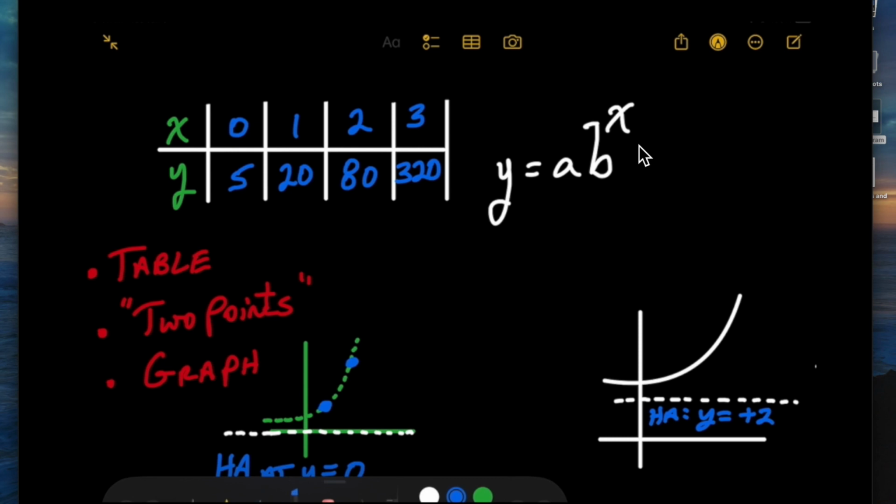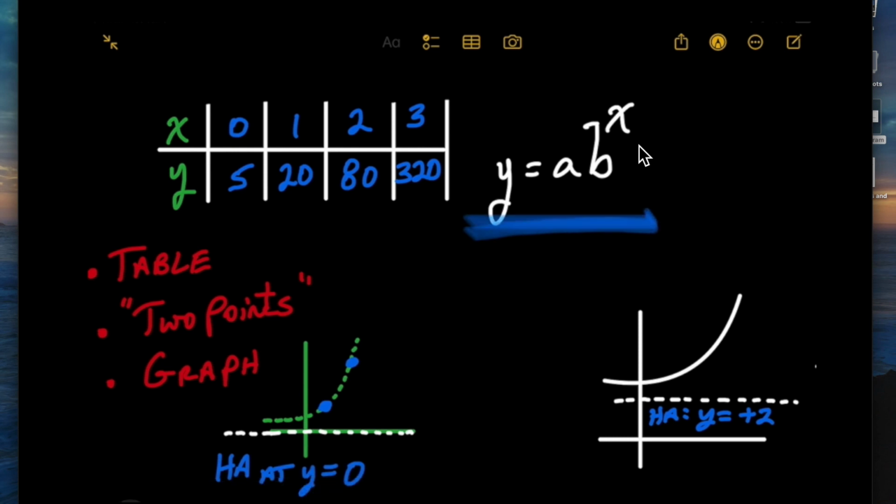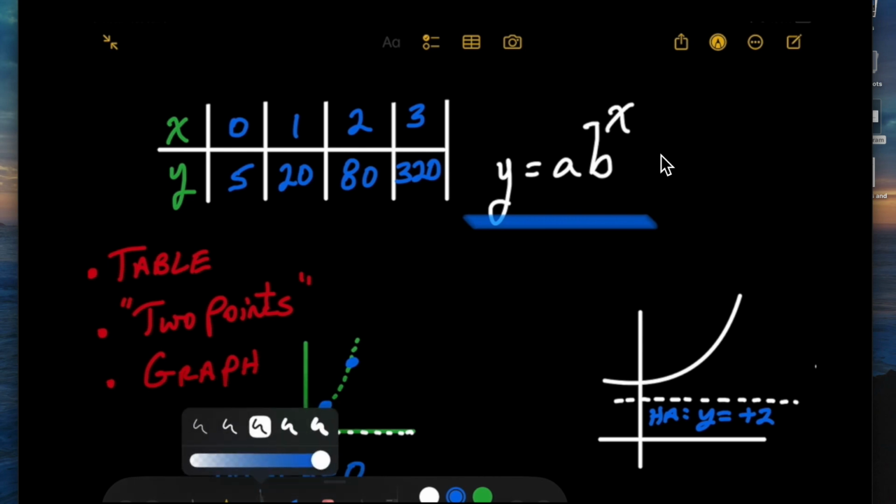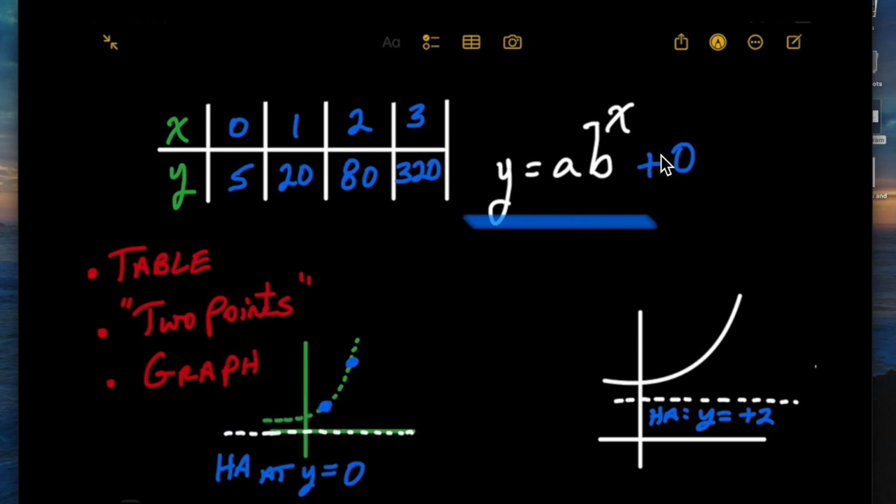There's no transformations here. You see that the x doesn't have anything with it and there's no horizontal asymptote. If you were to write in the hidden 0, the horizontal asymptote would be 0 here. So indeed, whenever you are asked to find the equation given a table, given 2 points, or given a graph that shows 2 points with the horizontal asymptote at y equals 0, yes, you can use this technique that I'm going to review with you in a moment.